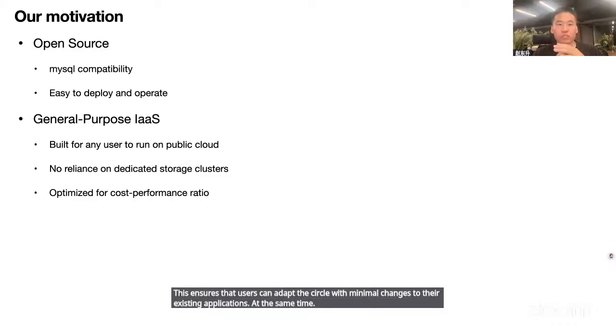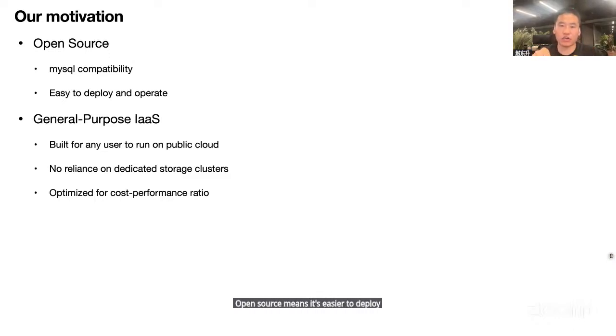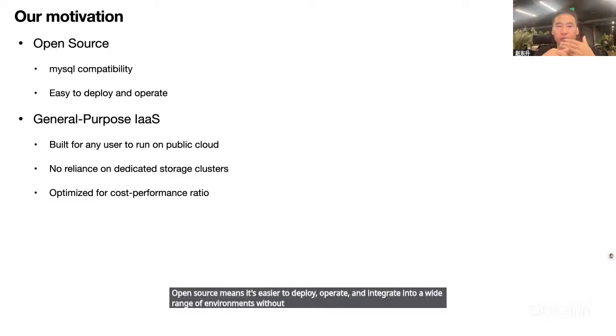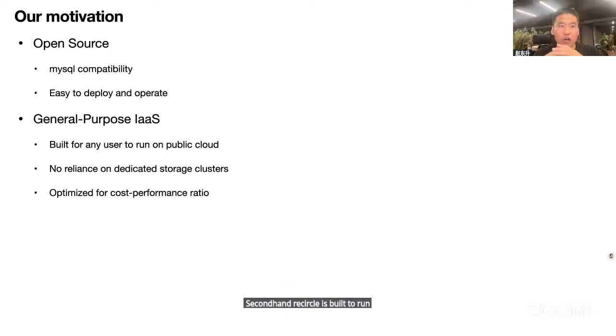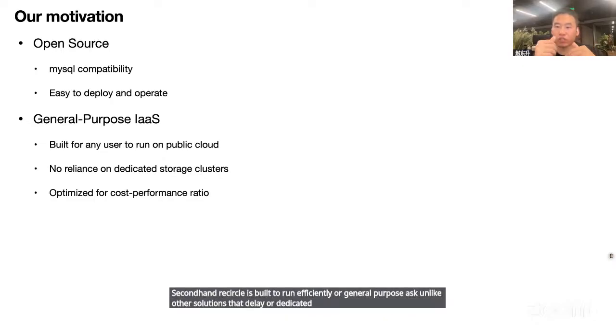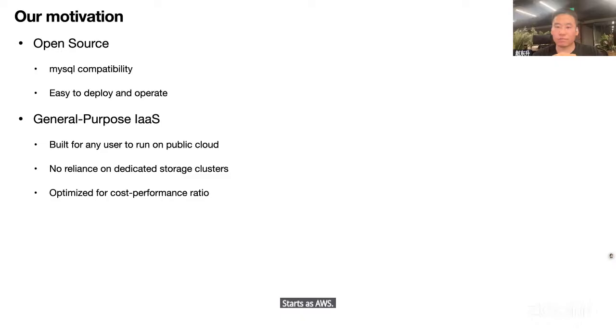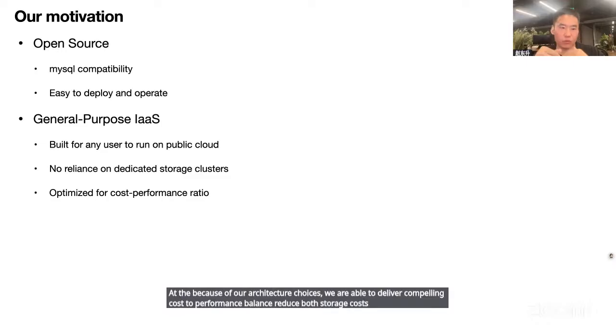At the same time, open source means it's easier to deploy, operate, and integrate into a wide range of environments without being tied to a specific cloud vendor. Second, WeSQL is built to run efficiently on general purpose IaaS, unlike other solutions that rely on dedicated storage clusters. WeSQL requires no dedicated backend infrastructure. This makes it possible for anyone to deploy it on a public cloud, such as AWS, Azure, or Google Cloud, with standard components like EC2 and S3. And because of our architectural choices, we are able to deliver a compelling cost-performance balance, reducing both storage costs and operational complexity.